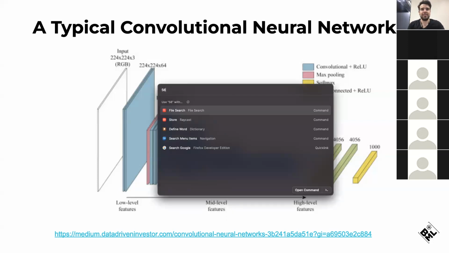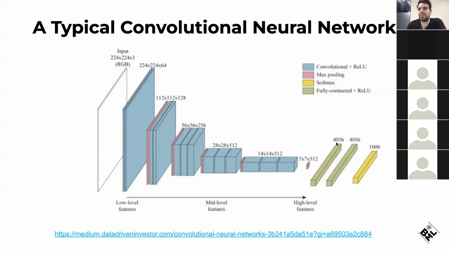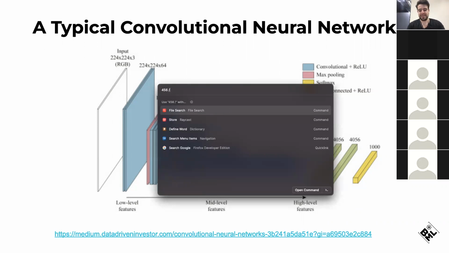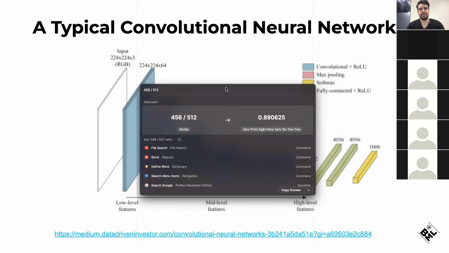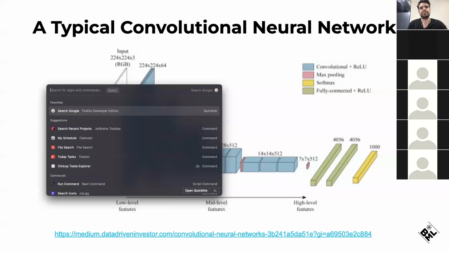And then we flatten this into a vector of 512 multiplied by 7 by 7, which is about 25,000 nodes, and then we pass it to a fully connected layer, and then to 1000 at the end.